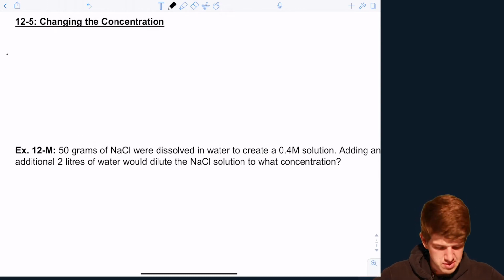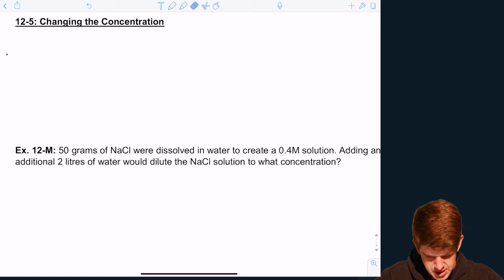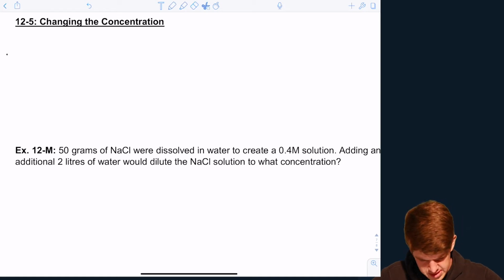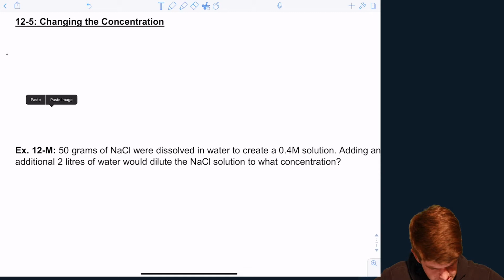All right, so now that we've talked a little bit about concentration, what it means, how to calculate it, we can now find out how to change it. Because as you can imagine, concentrations aren't set in stone. So how do we actually change the concentration? Well, I can do one of a few things.